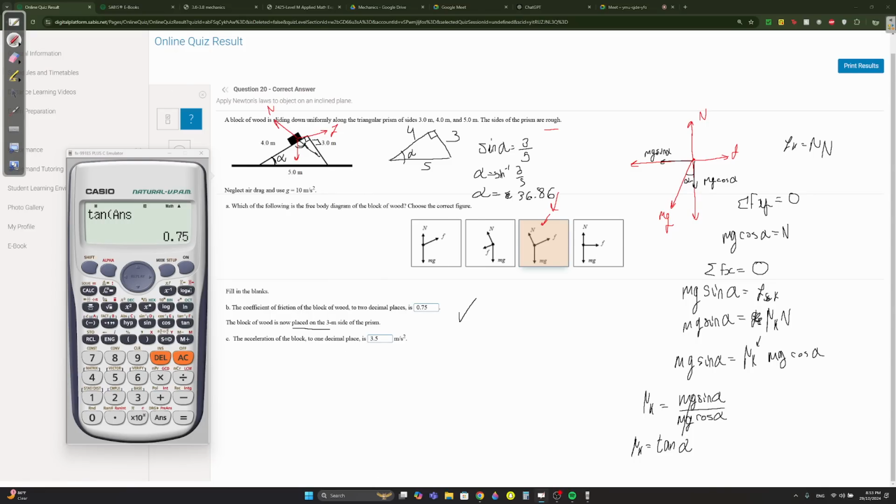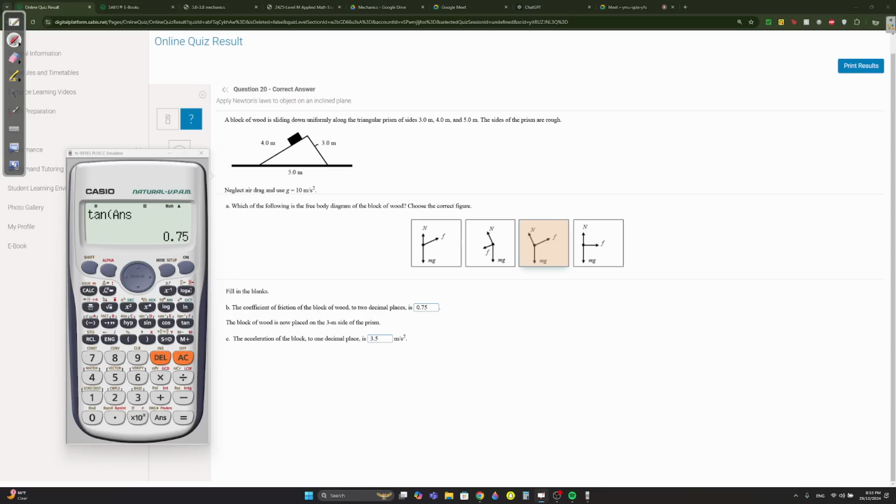The block of wood is now placed on the 3-meter side of the prism. So they put it here. Okay, the acceleration of the block is what? Let's draw a whole new FBD for this one. If it's placed over here, we have the weight going down like this. You have N like this, right? So this is X over here, and Y. The weight is like this, alpha. What else do I have? Yeah, N, and obviously there's going to be kinetic friction.